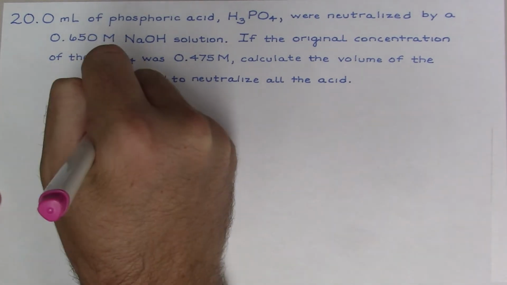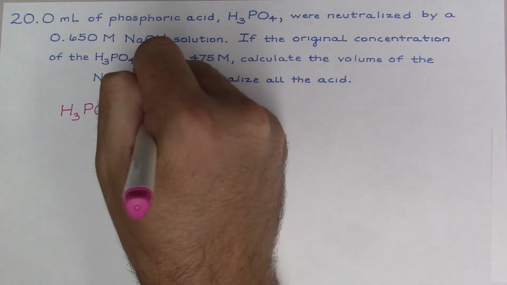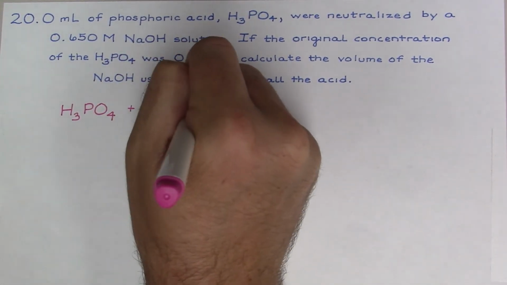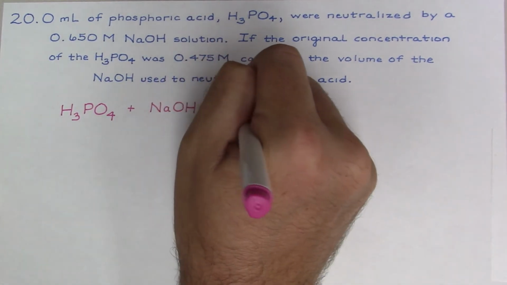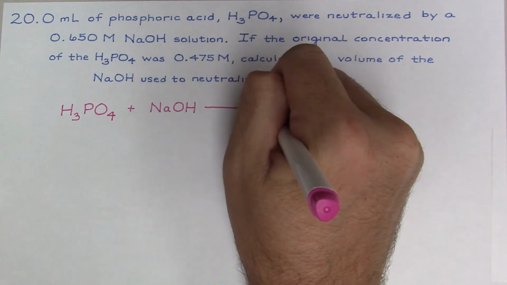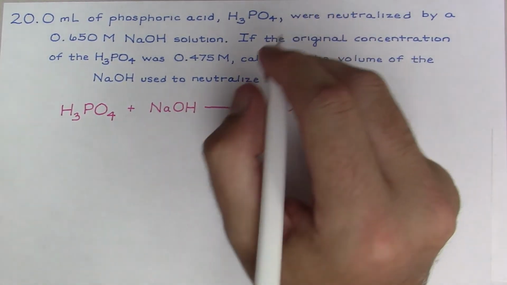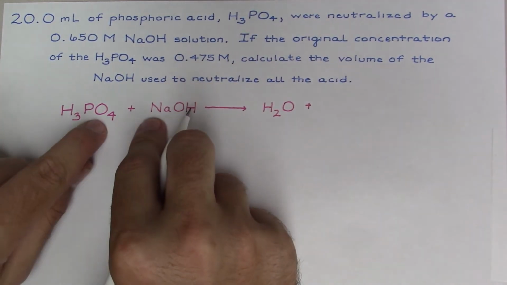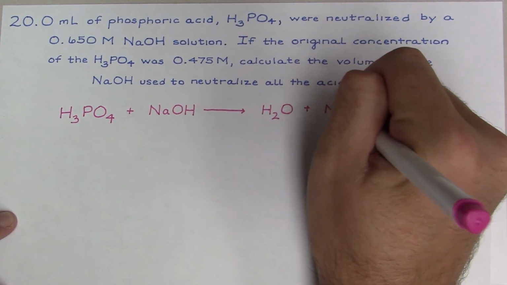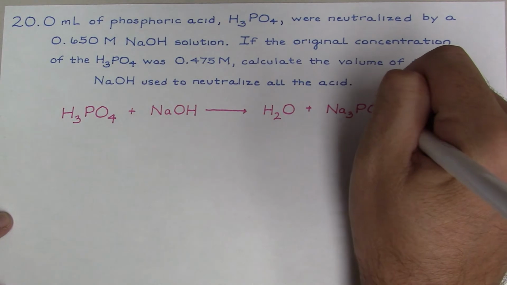This equation is going to differ from our last problem because we have a different acid as well as a different base. So we have our H3PO4 plus our sodium hydroxide. Just like the last problem, you will get water as one of your products, and you will get the sodium phosphate salt. So our sodium and our phosphate will mix. Sodium is 1 plus, while phosphate is 3 minus. So you will get Na3PO4.